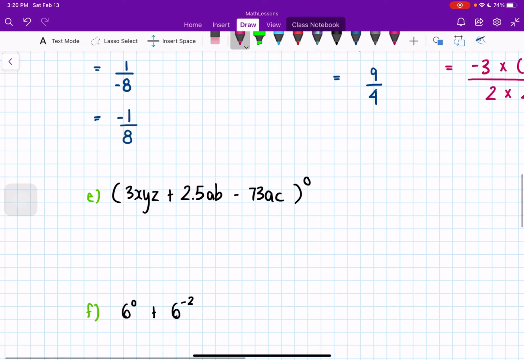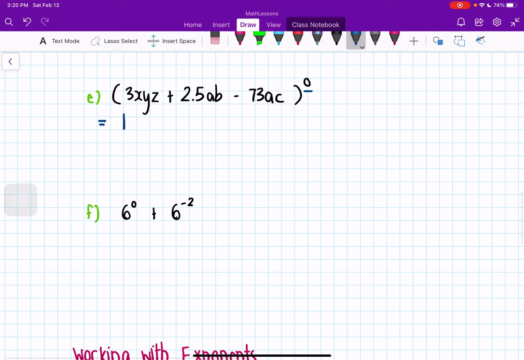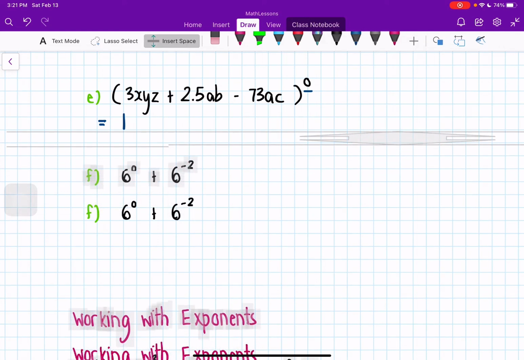And here we have this really complex looking problem. Doesn't look like we can do anything with it, but we have power 0. That means the entire bracket equals 1. Now question F is a really important one to remember, because so many times we get confused and we start using rules that don't exist.